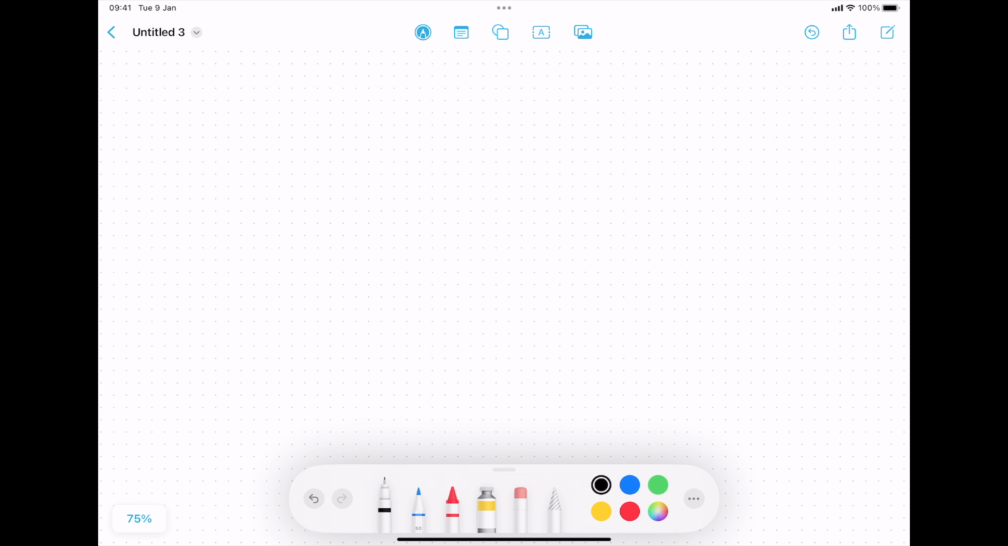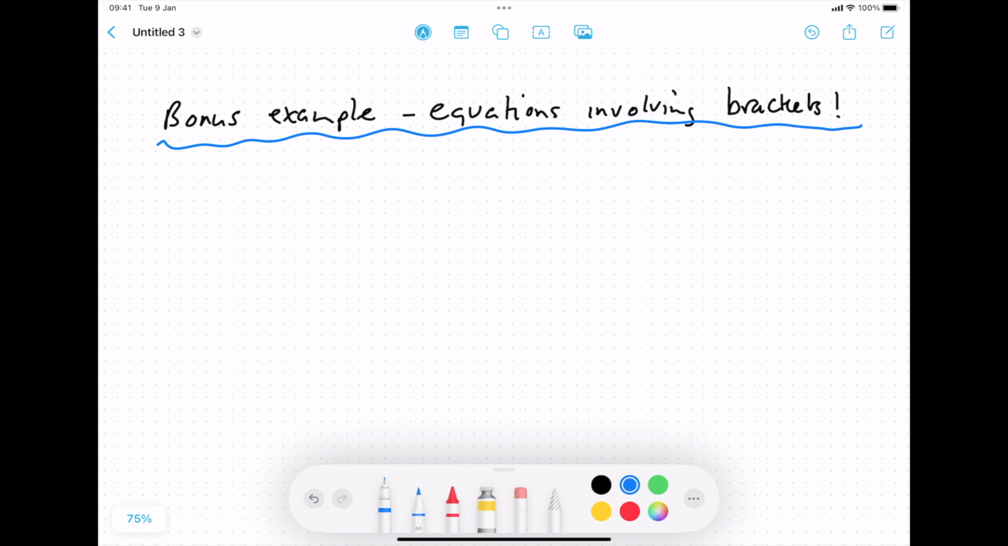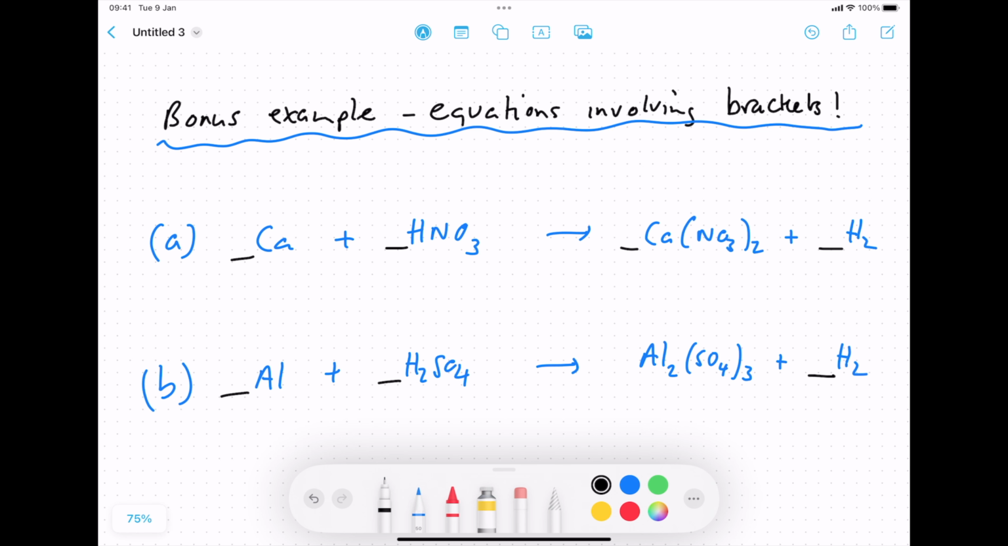And let's look at one final bonus example, which is equations involving brackets. So you may have equations that look like this. And is there a quick, easy way to balance these sorts of equations? Well, there is a shortcut to the answer. So what you do is you look at the bracketed part of whatever molecule is on the left hand side or the right hand side. So in the case of example A, it would be the nitrate, which I'm underlining in green. And you can treat that as just one entity, one thing.